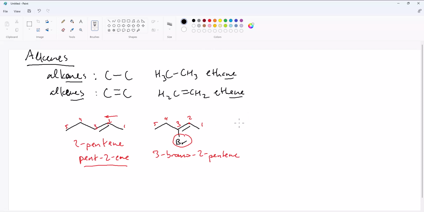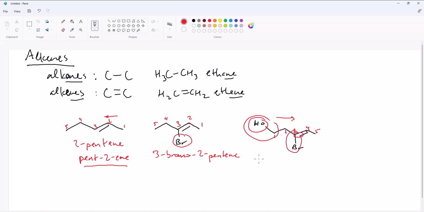Now, what I was saying is if instead we start with an alcohol, say we have this compound here, we've added an alcohol to the end. The alcohol will take priority over the alkene. So instead of numbering right to left, we're going to number left to right in this case. We want the alcohol to have the lowest number. So we'd have 1, 2, 3, 4, 5. We have a 1 alcohol, we have a 3 bromo, and we have a 3 alkene.